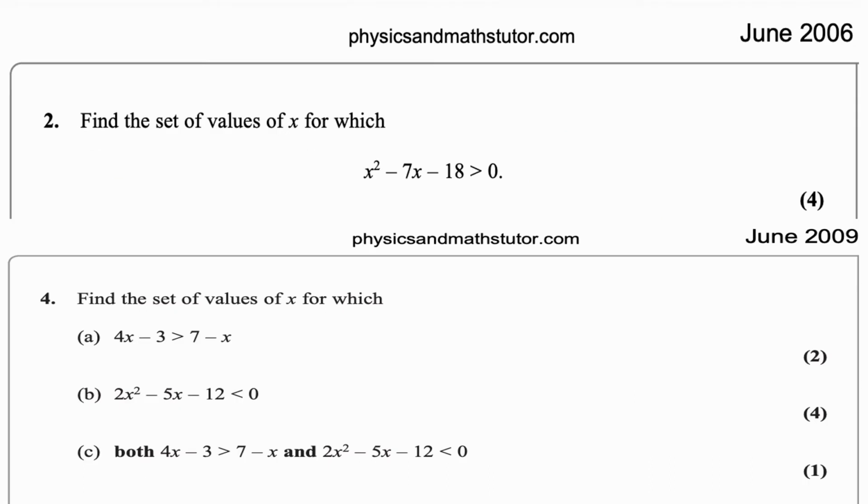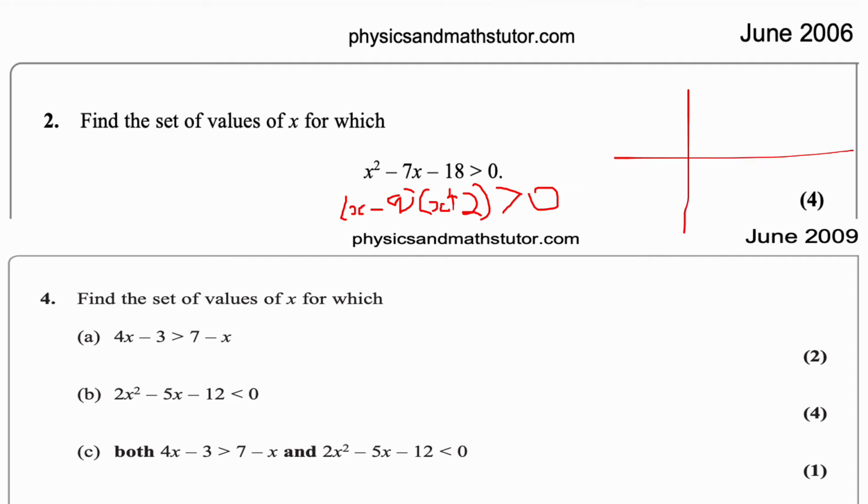Question number 2, find the set of values of x for which this quadratic inequality is above 0: x squared minus 7x minus 18 is greater than 0. Well, we would obviously factorize the quadratic, so put it into double brackets. This one's a bit easier, so x and x make x squared. I want two numbers that add to give me minus 7 and times to make minus 18. Well, it'd be minus 9 and positive 2, or positive 2 and minus 9.